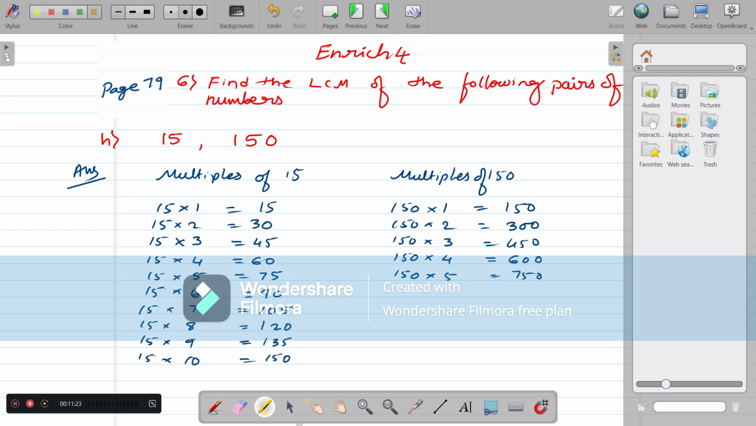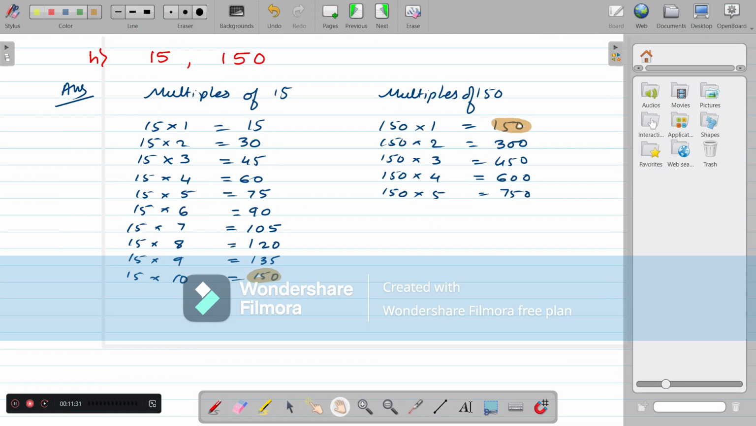Now I will check the common multiple. As you can see, 150 is here, 150 is here. Because of that, that is the smallest common multiple. That is called the least common multiple, or we will call it the first common multiple. So therefore, I will write here the least common multiple is equal to 150.